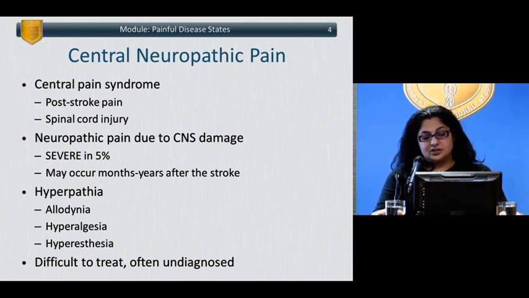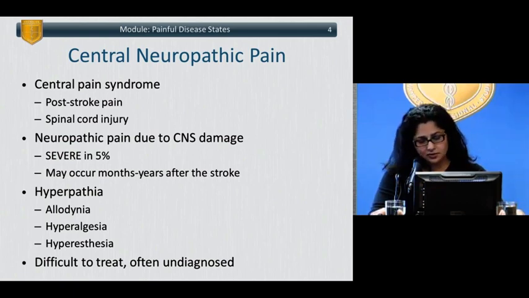A lot of times patients will present with a constellation of symptoms that can range anywhere from allodynia, hyperalgesia, or hyperesthesia. For patients who have post-stroke pain, it's on the side that the stroke has occurred. For example, if a patient has ongoing weakness in the right upper extremity, a lot of times they'll complain of this severe burning pain and increased sensitivity along that extremity as well. Once again, this is a very difficult disease to treat, but multimodal approaches are indicated.